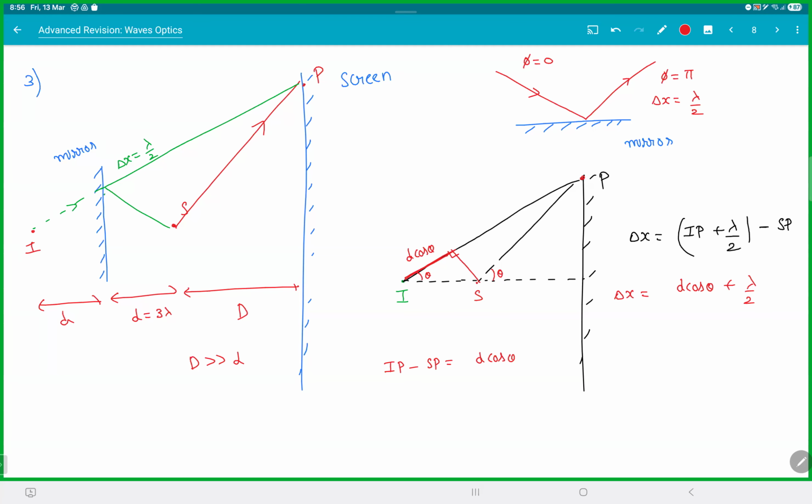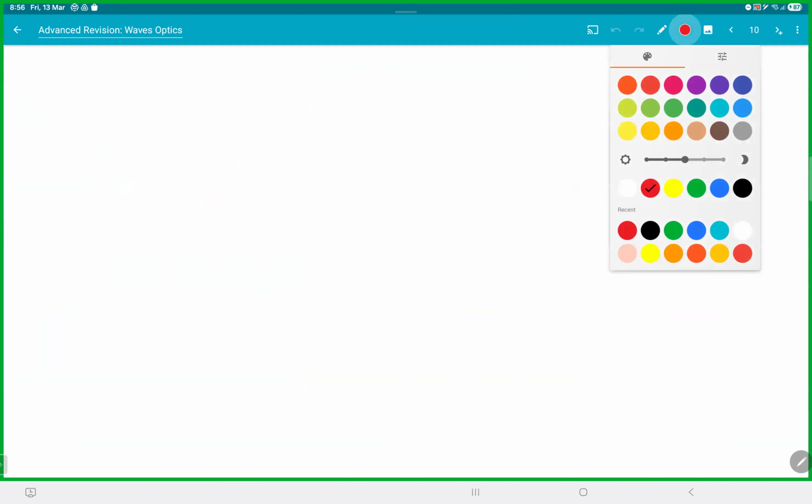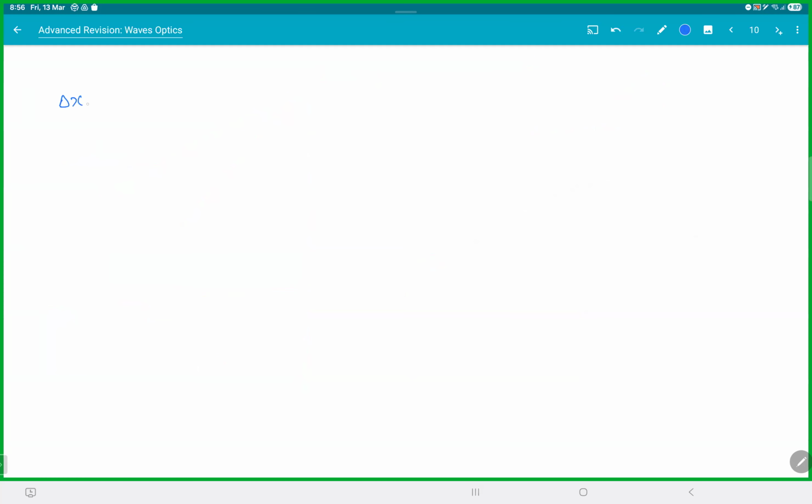Clear with this? So once you got this, what do you want to find? You want to find maxima, minima. So delta x is d, which is 3 lambda, cos theta plus lambda by 2 is equal to n lambda. This is for maxima. Great. So if I put n is equal to 0, that is your central maxima. What is the definition of a central maxima? The point where the light rays travel, they have equal path differences, or the delta x is 0, is called central maxima.